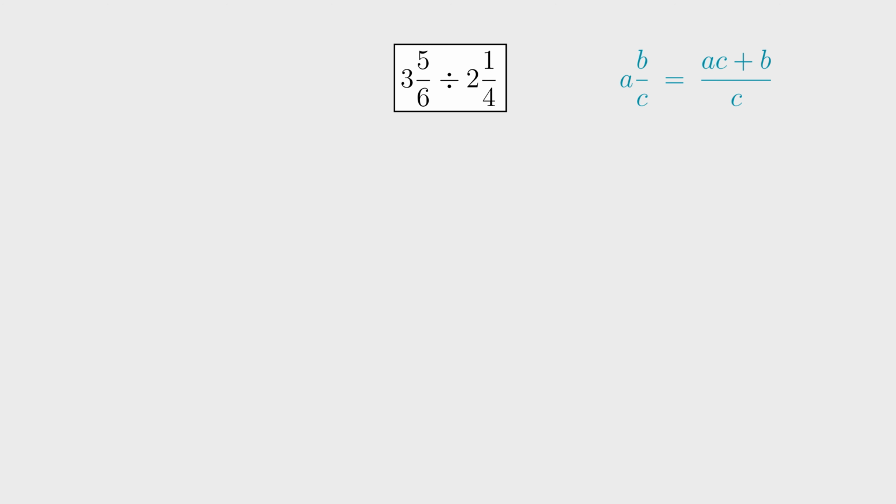Question 6. Here we have two mixed fractions, so we need to convert them into improper fractions. To convert them, look at this writing in blue. Multiply a by c and add b and all of that over c. So with 3 and 5 over 6, it becomes 3 times 6 plus 5 and all of that over 6. And with 2 and a quarter, it becomes 2 times 4 plus 1, all of that over 4.